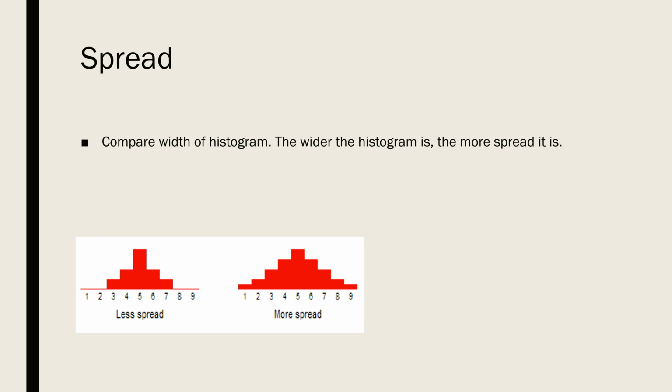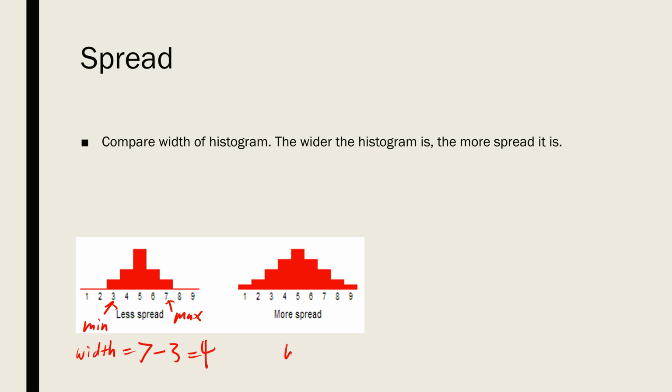We can compare widths of histograms. The wider the histogram is, the more spread it is. When we say compare the widths of histograms, the width can be approximately calculated by the maximum value minus the minimum value in your histogram. So for the histogram on the left, the maximum value is 7, and you subtract the minimum value 3, which equals 4.